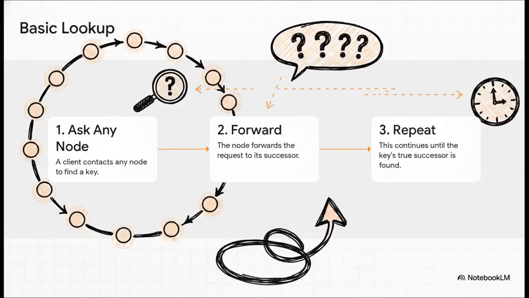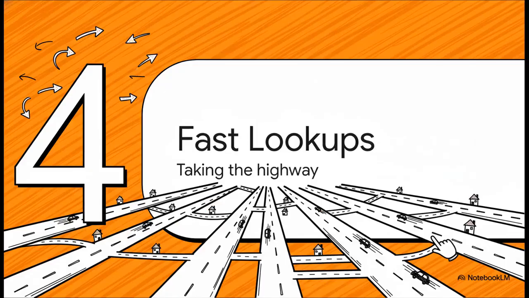So how do we find anything? Well, the most basic way is kind of like passing a note down a really, really long line of people. You can ask any node on the ring to find a key for you. That node just passes the request to its next door neighbor, its successor. And that neighbor passes it to its successor, and on and on and on. It'll get there, eventually. But you can already see the problem, right? On a big ring with thousands of nodes, this would take forever. Yeah, walking from neighbor to neighbor is just way too slow.